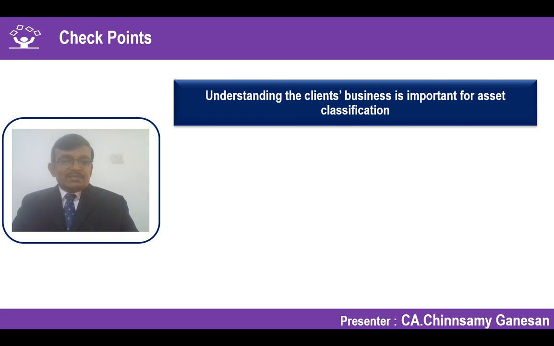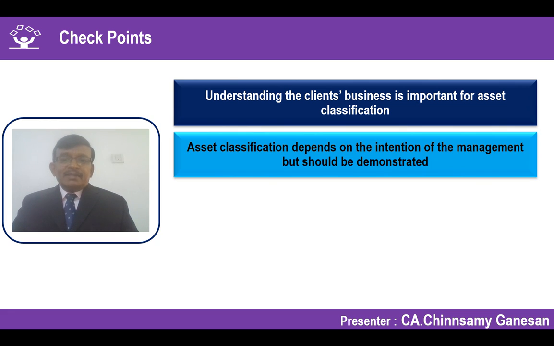So you have to be careful and understand what the client's business is, based on which the asset or liability requires a classification. The second important aspect is that asset classification is normally based on the intention of the management. Management has the intention to realize it only after 12 months from the end of the reporting period, and because of that, it becomes a non-current asset. But if management says, no, I will collect this within the next 12 months, then I want to put it in current asset classification.